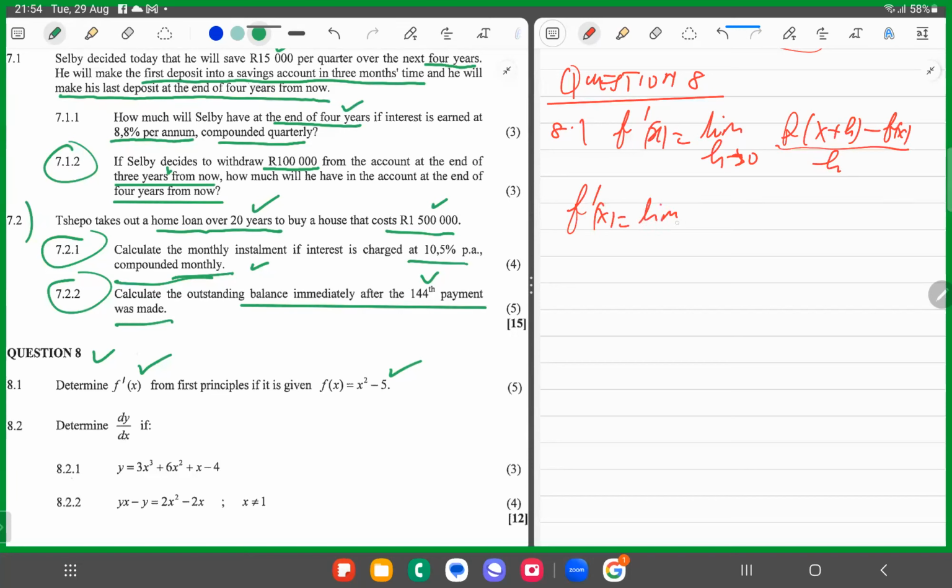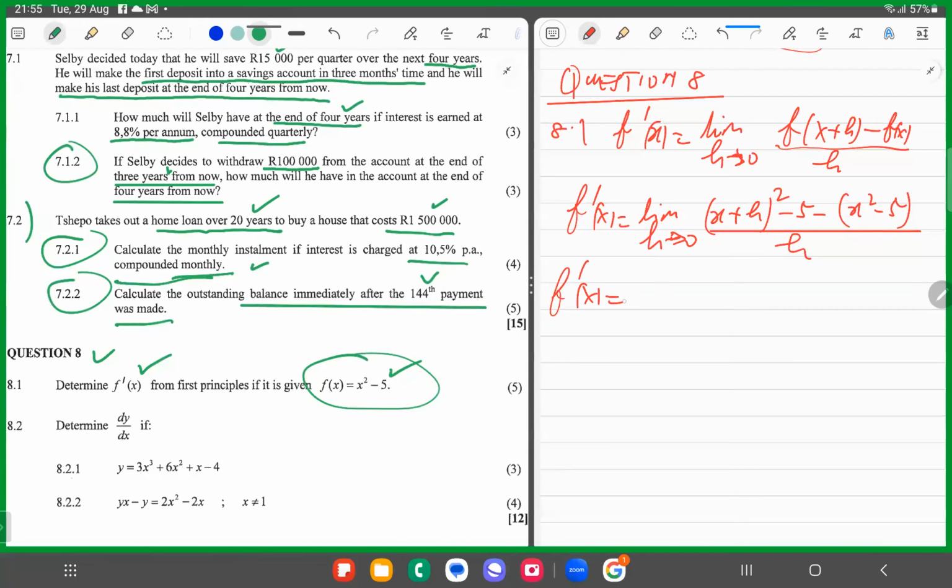F prime is the limit as h tends to 0. Okay, what is f of x plus h? Right, so this is going to be x plus h squared, because the function is this one, minus 5. The function f of x is x squared minus 5, but you replace x by x plus h, and then you square it. You divide by h. So this is f prime of x.